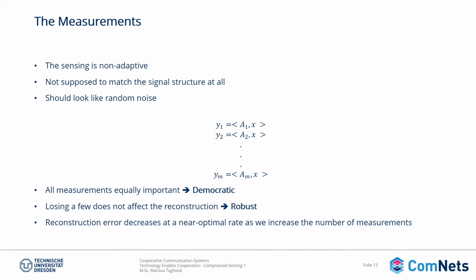It's a little bit different. For network coding, for example, you are not able to recover your packet at all if one or more of the coded packets haven't arrived. But here, if something is lost, we're like, okay, whatever, we will get an approximation. So there is always a chance for reconstruction. And that's why I would like to term it as robust. So here we have robustness, democracy, and the reconstruction error, of course, decreases at a near optimal rate as we increase the number of measurements. That's an intuitive deduction.